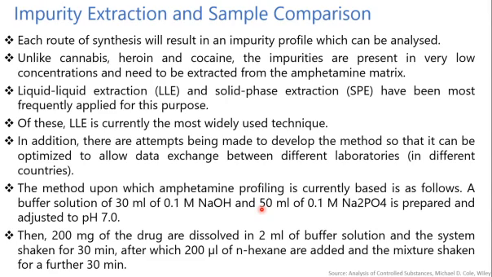Then the next one is the impurity extraction and sample comparison. So each route of synthesis will result in an impurity profile, which can be analyzed. Unlike cannabis, heroin, and cocaine, the impurities are present in very low concentration and need to be extracted from the amphetamine matrix. So liquid-liquid extraction and solid phase extraction have been most frequently applied for this purpose. Of these, liquid-liquid extraction is currently the most widely used technique.